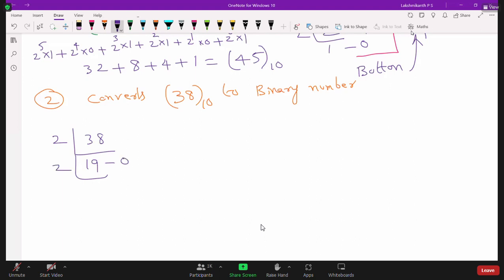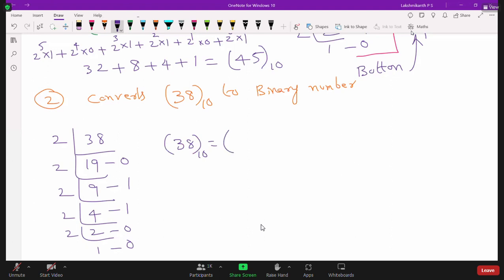Now what about 19? 2 times 9 is 18, so the remainder is 1. Again you divide by 2. 2 times 4 is 8, the remainder is 1. Again divide: 2 times 2 is 4, the remainder is 0. Again divide by 2: 2 times 1 is 2, the remainder is 0. Now how can we write this? 38 in base 10 can be written, from the bottom, as 100110 base 2.